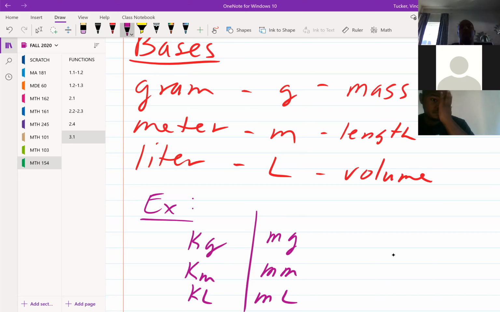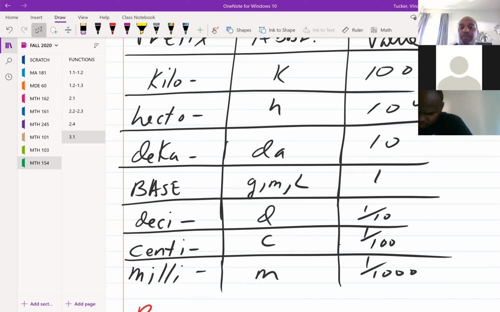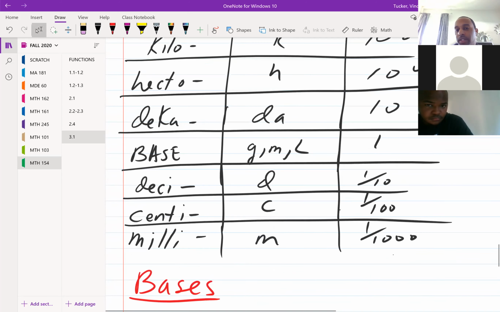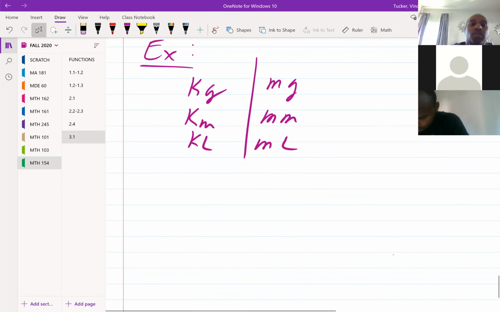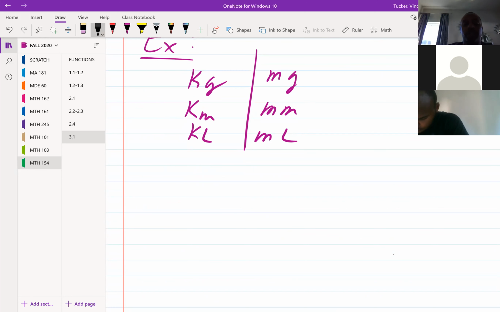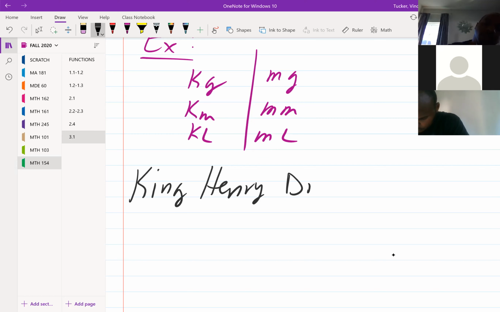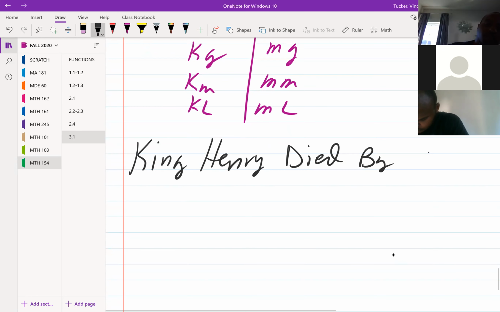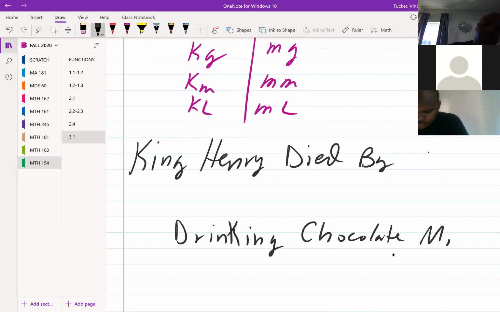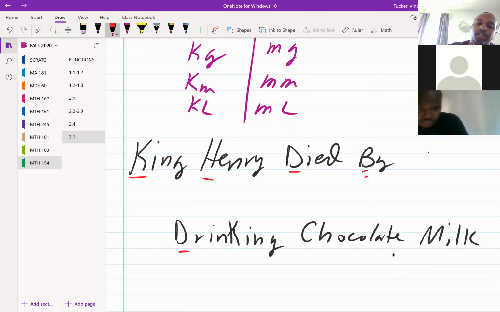All right, so there is an order when it comes to the metric system, and the order matters. If you notice, these are multiples of 10: 1,000, 100, 10, then 1/10, 1/100th, 1/1000th. So the order matters because all we will be doing is moving our decimal from right to left. The way we can remember the order is: King Henry died by drinking chocolate milk. So kilo, hecto, deca, that's one of your bases, depending on what you're measuring. Deci, centi, and milli. King Henry died by drinking chocolate milk.